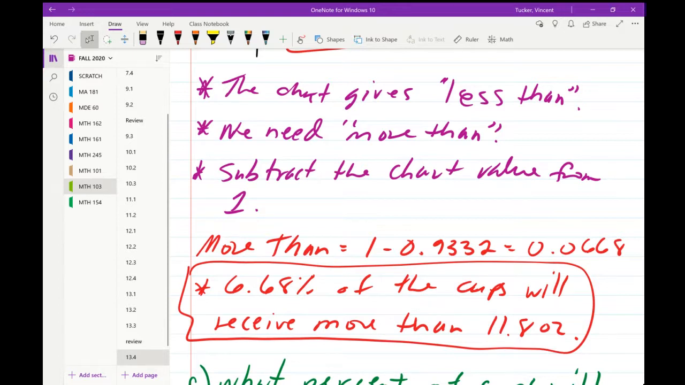And of course, WebAssign will let you know if they want 2 decimal places or 1 decimal place. So make sure you pay attention to those directions.